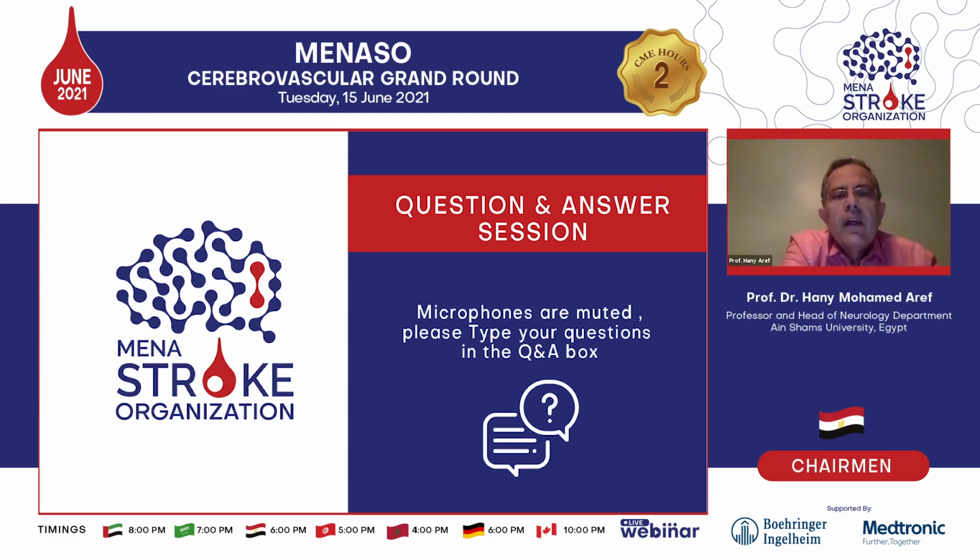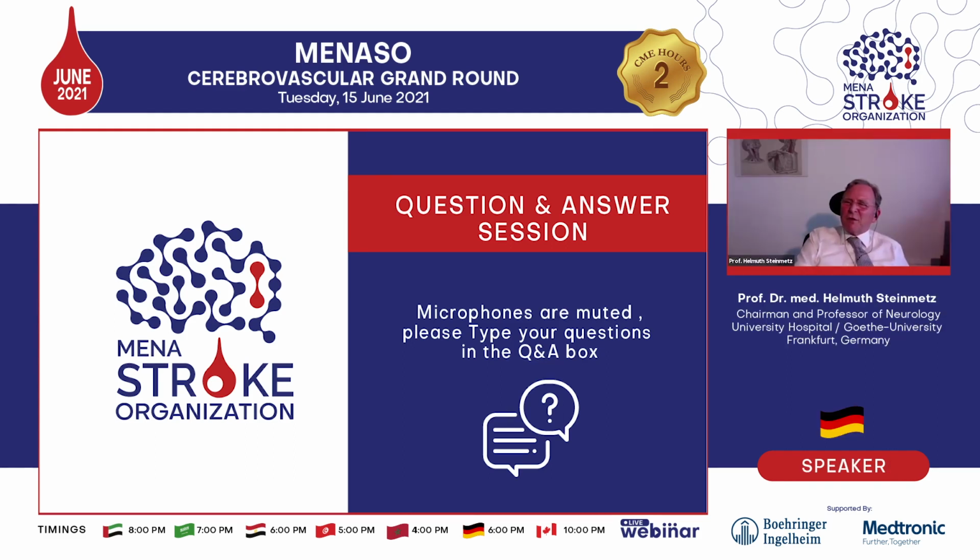TIA with high NIH stroke scale, how commonly seen by you, and the approach for imaging and treatment? Well, that's very rare. If you mean a score of 15 or so, that's extremely rare. Yeah, okay, it may happen, but it's very rare. Maybe one in 100 TIAs with an NIH of above 10 turns out to be a TIA. Very unlikely.